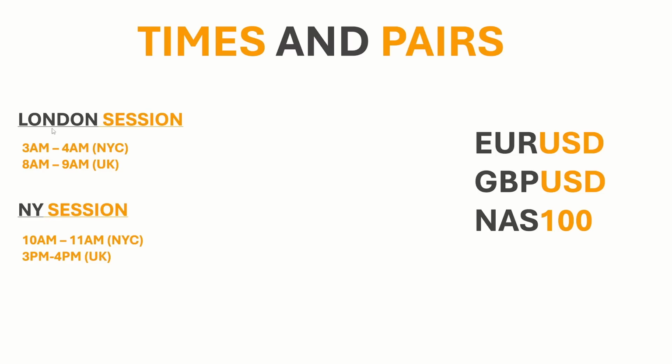So with London session, it forms 3 a.m. to 4 a.m. NYC time. I also put UK time for you guys in the bottom. For NY time, it's 10 a.m. to 11 a.m. And for pairs, Euro USD, GBP USD, and the Nasdaq. So you guys should go back test this for yourself. However, I found these are the best pairs with the highest win rate.